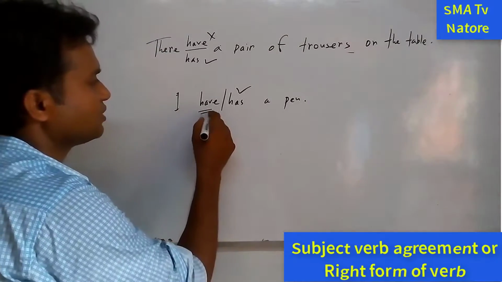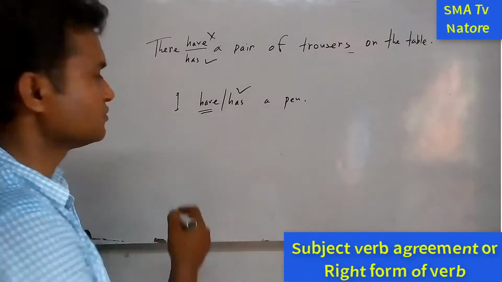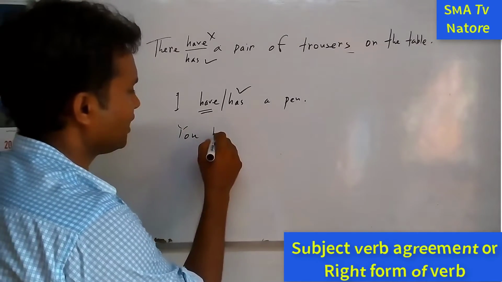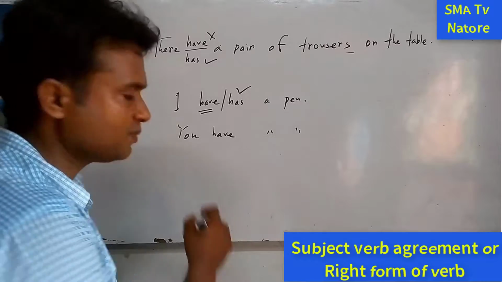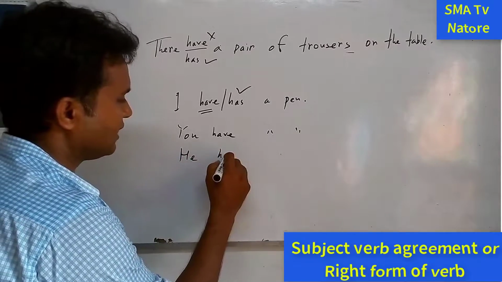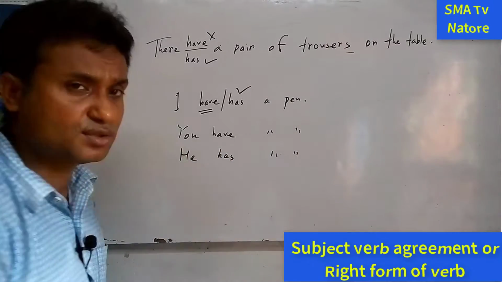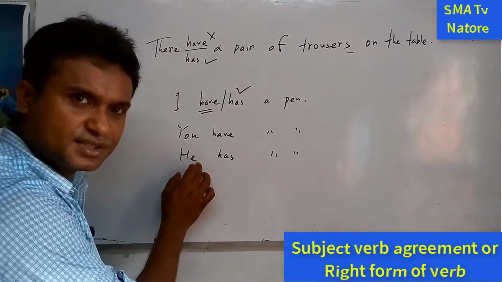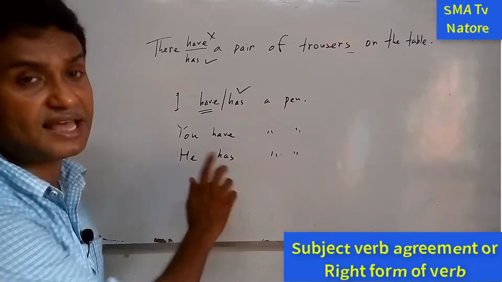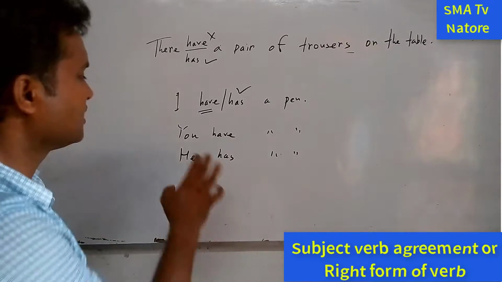But this one is I have. You can say that you have a pen. No problem. But he has a pen. There is no problem. But why? Generally, if there is the third person singular number, we are using has in the present indefinite tense.